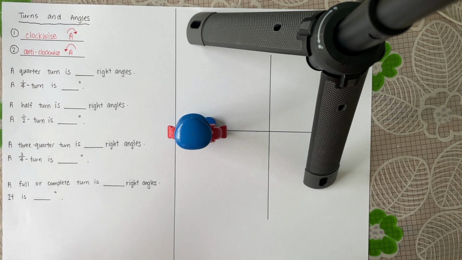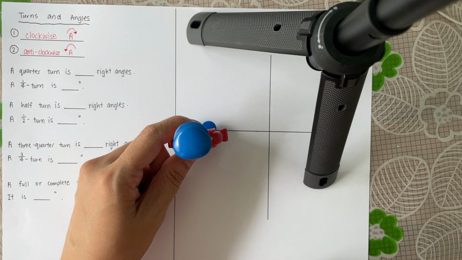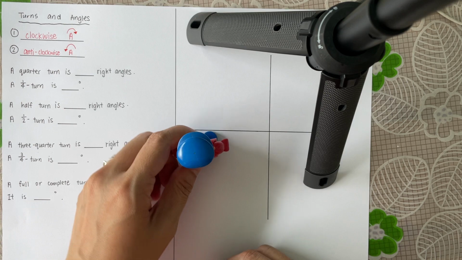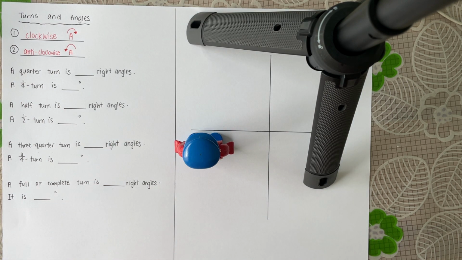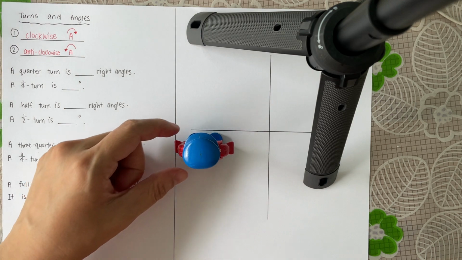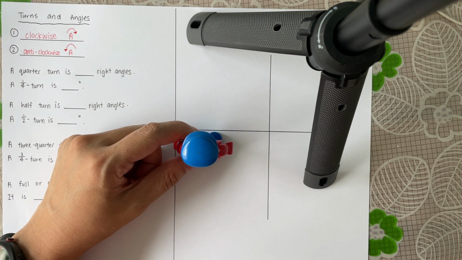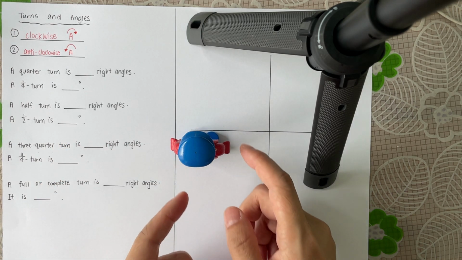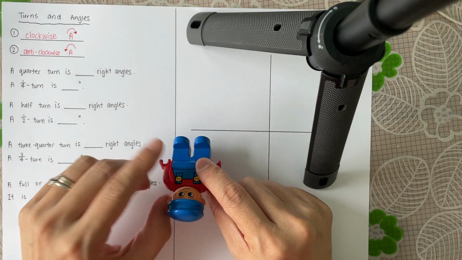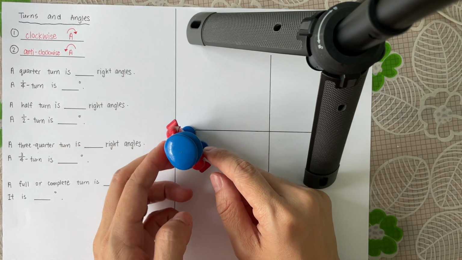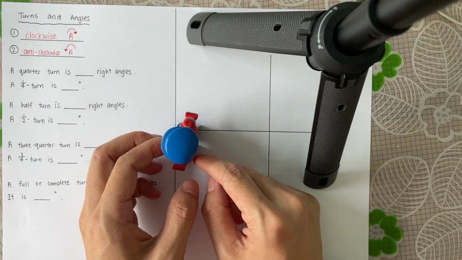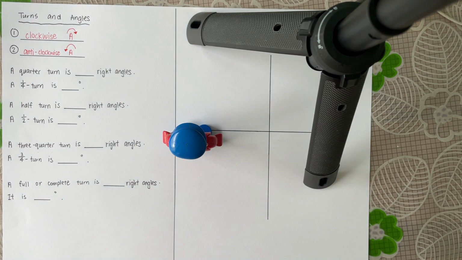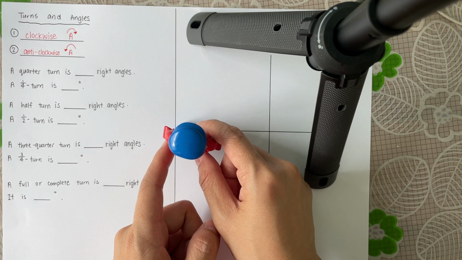Now, to make the amount of turning more precise, we could actually measure him according to the angle that he turns. Okay, so just now he's facing the front, right? And if he turns one round, we call this a full turn. F-U-L-L, full turn.